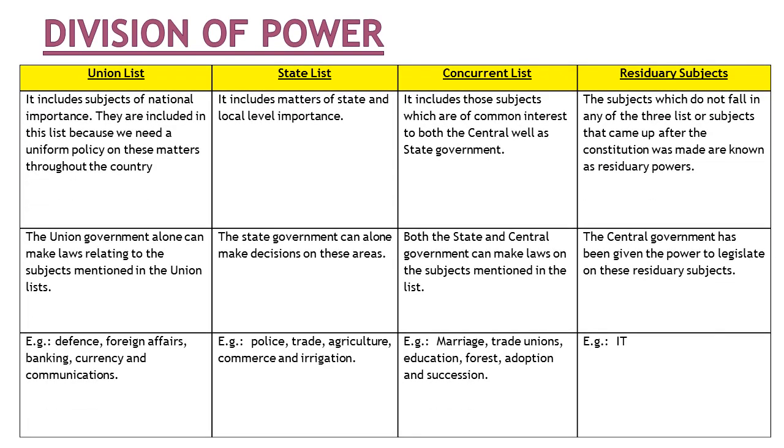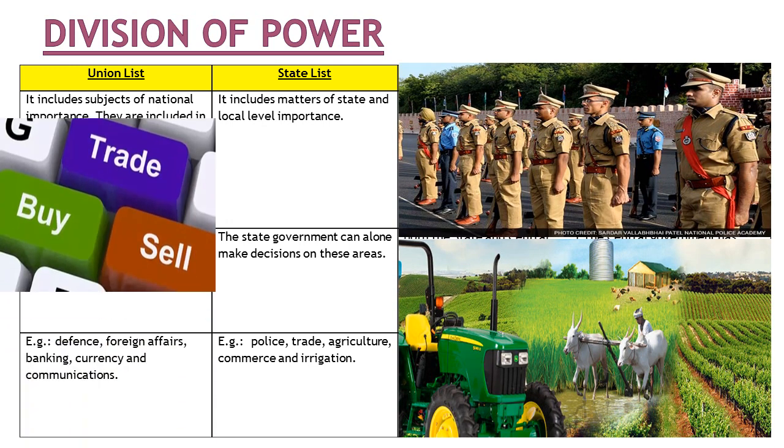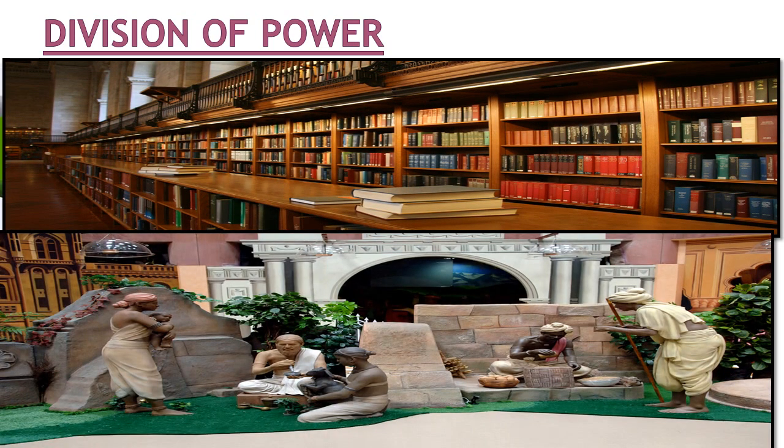The issues or the subjects which are important to a state are mentioned in the state list. So only a state government can make laws and policies or take any decisions on the subjects mentioned in the state list. For example, police, agriculture, commerce, irrigation, library, museums, gambling, etc.